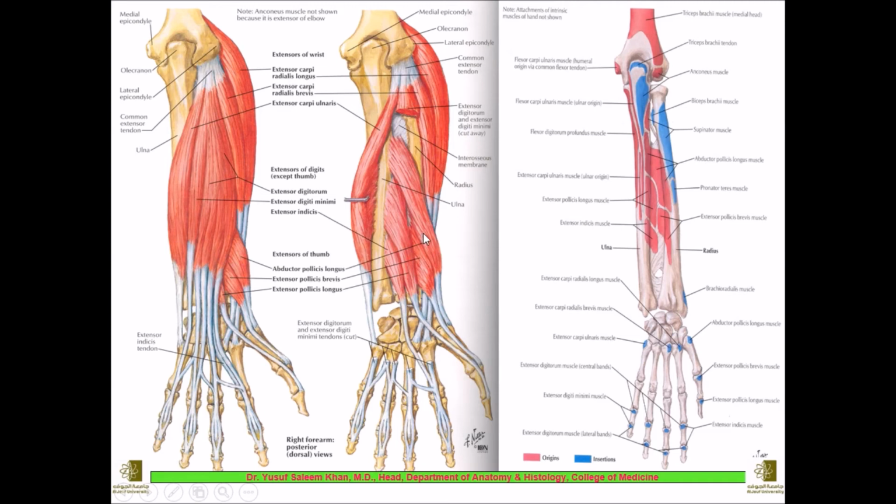This is the abductor pollicis longus getting inserted to the first metacarpal, and the extensor pollicis brevis going all the way, crossing the first metacarpal as well as getting inserted to the first proximal phalanx of the thumb. Okay.